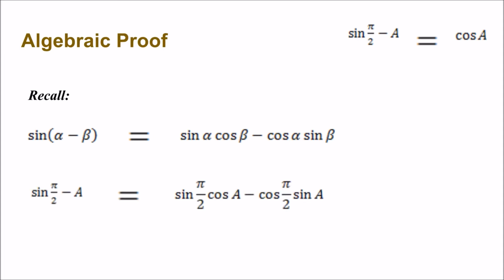If we apply sine of pi over 2 minus a into that equation, we obtain sine pi over 2 cosine a minus cosine pi over 2 sine a, and that is equal to cosine a. Therefore, we can state that sine of pi over 2 minus a is equal to cosine a.